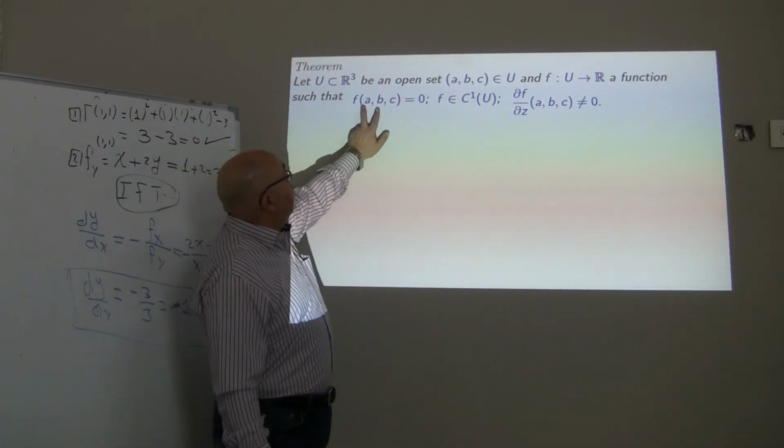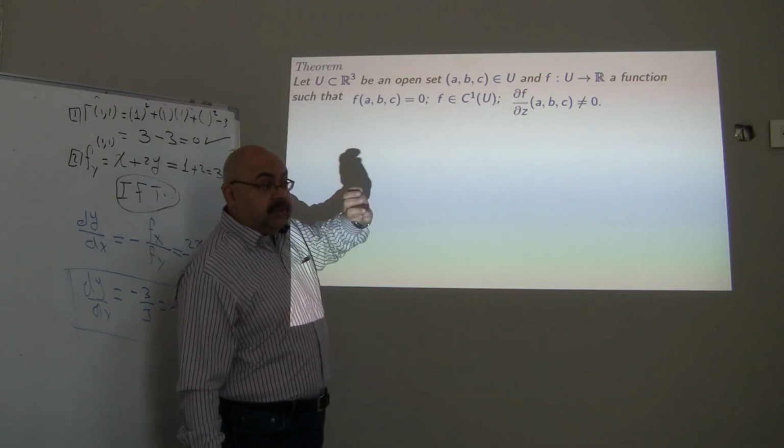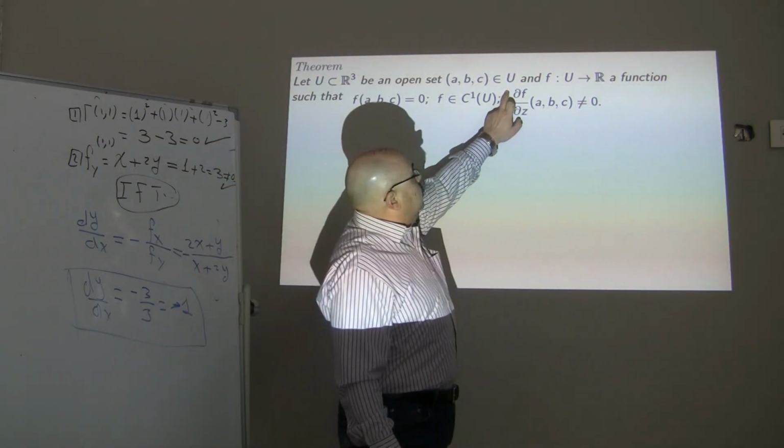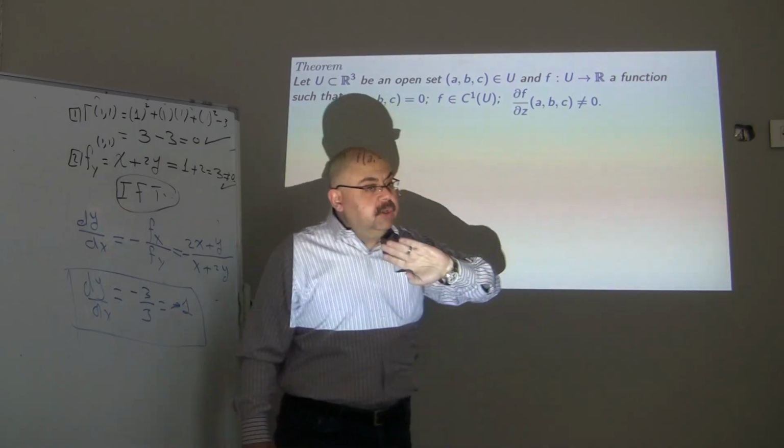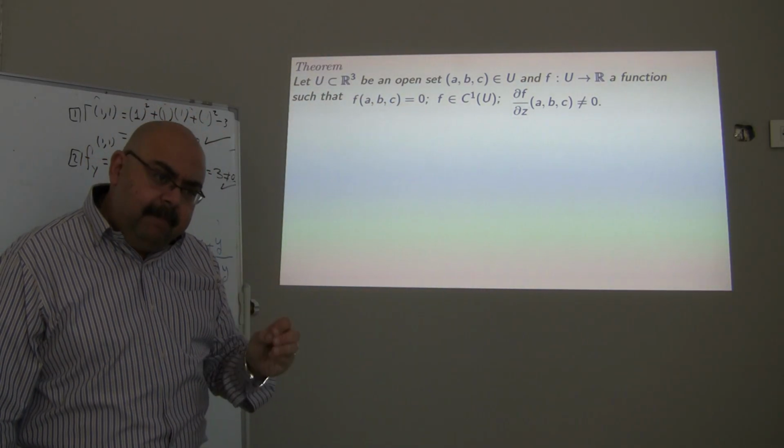These are the conditions. First of all, the function should equal 0. And the second condition, which is very, very important, is that the partial derivative of f with respect to z is not equal to 0. And also makes sense.